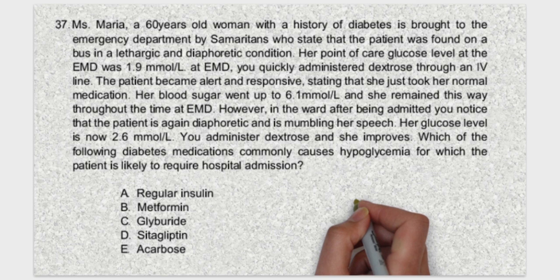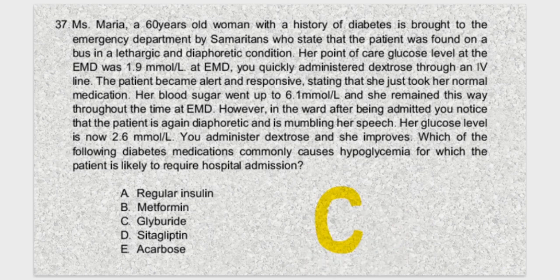However, in the ward after being admitted, you note that the patient is again diaphoretic and is mumbling her speech. Her glucose level is now 2.6 millimoles per liter. Glucose has dropped again. You administer dextrose and she improves. Which diabetic medication commonly causes hypoglycemia, for which the patient is likely to require hospital admission?